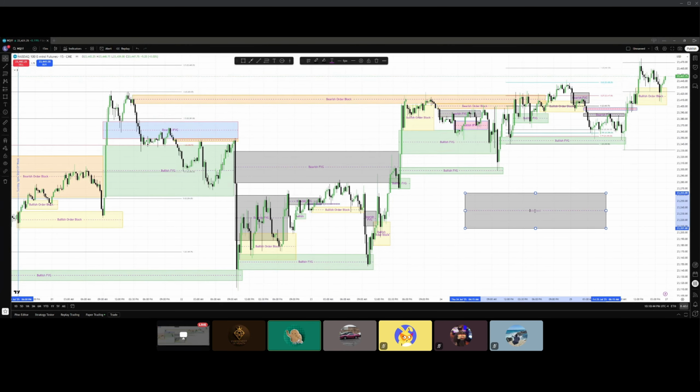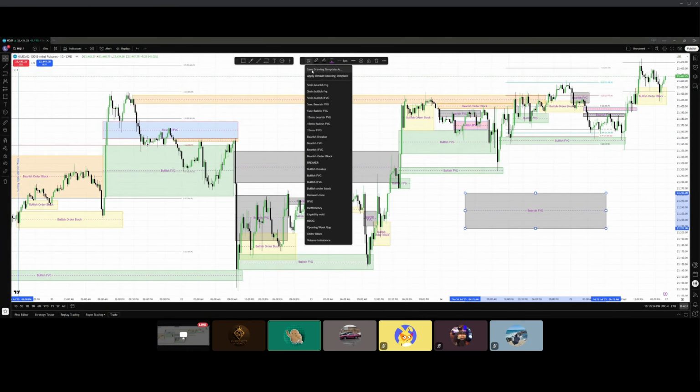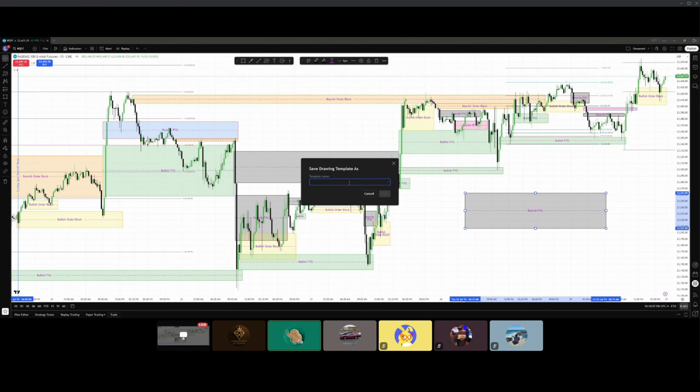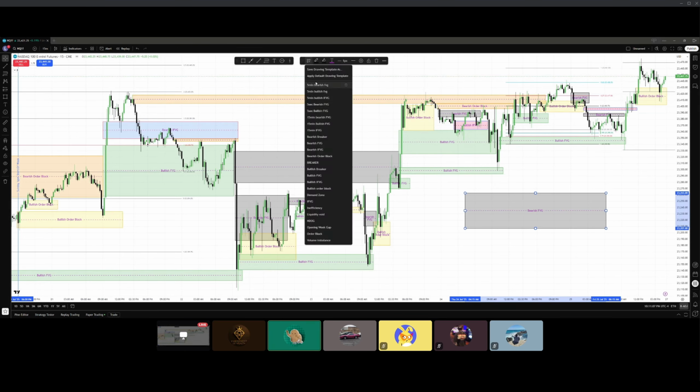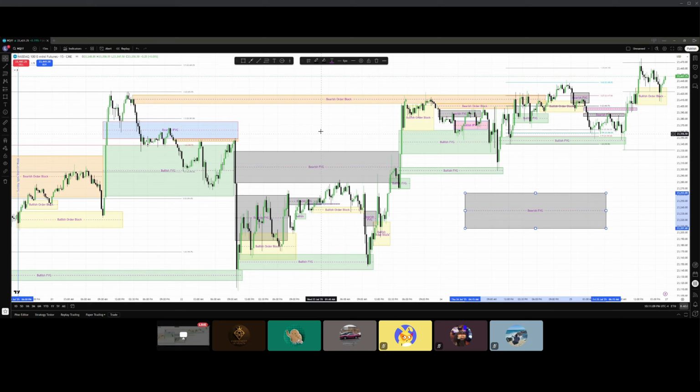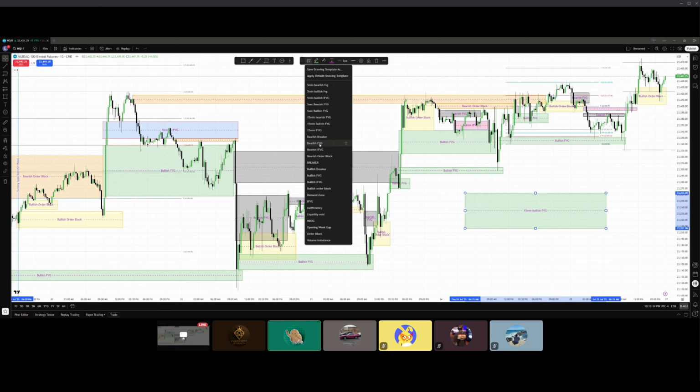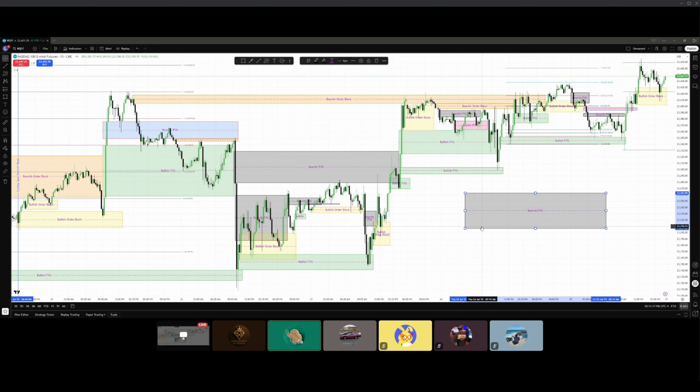Now what I'll do is go in the text box and type in bearish FVG. Awesome. What you'll do from there is click templates, save drawing template as, and then I would type in bearish FVG. I already have one, so I'm not going to save it. But what that allows is you have all these right here. Say I had this as a 15-minute bullish fair value gap. I can change it now to a bearish fair value gap, just like that.